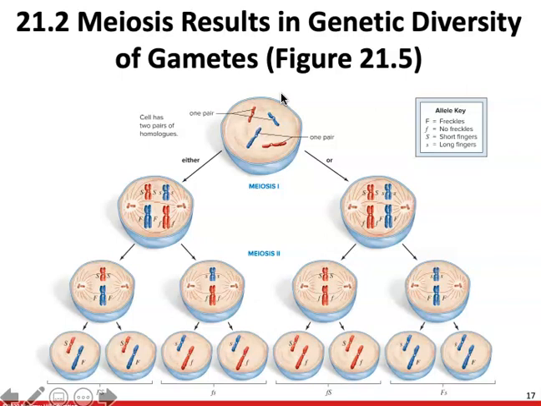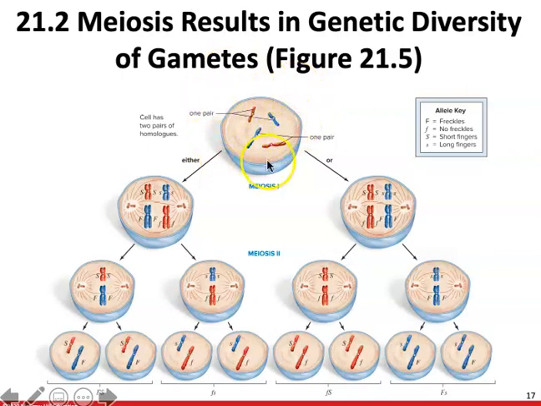we're looking at individuals with multiple traits. We're going to be looking at individuals who either have freckles or don't have freckles and have short fingers versus long fingers. So here is an allele for freckles versus non-freckles, and we have finger length, short finger length versus long finger length.